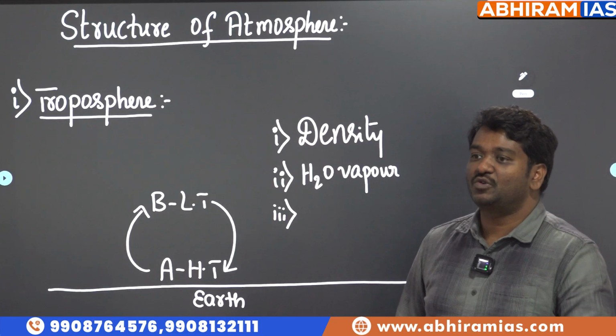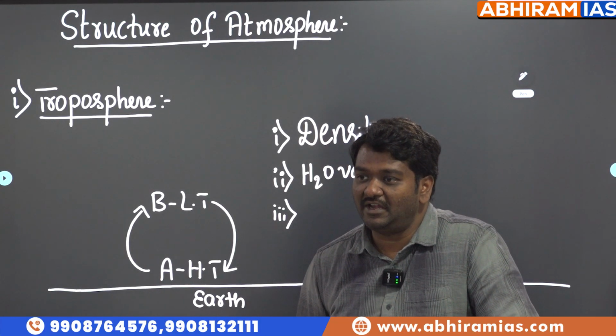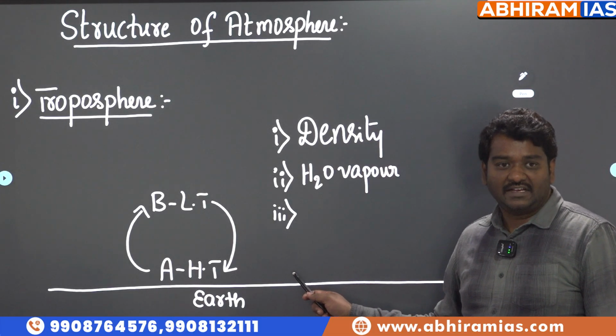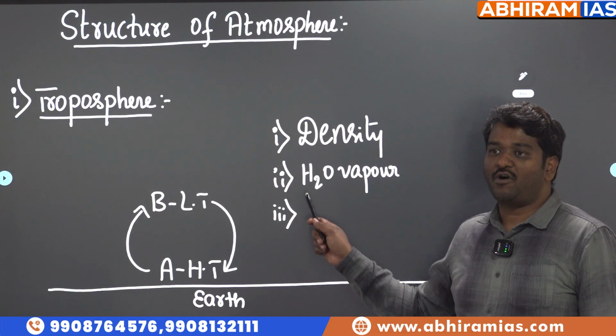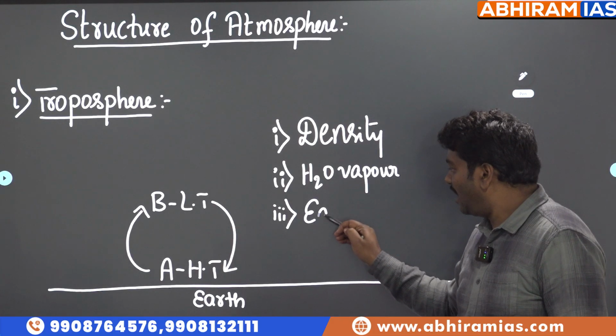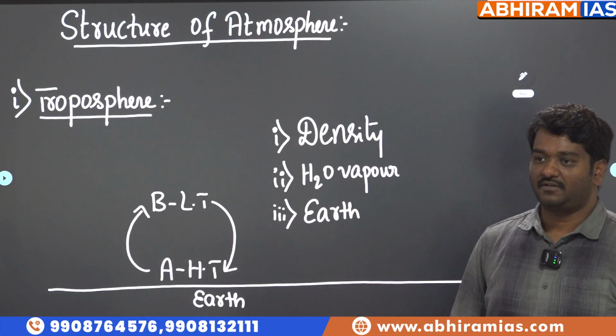Third, from heat budget, I want you to recollect. Sun is the major source of heat for earth, and earth is a major source of heat for atmosphere. So, if earth is hot, can I say air layers closer to the earth will be hotter? And as we move above, can I say temperature decreases? So, what is the third point? Earth is the major source of heat for atmosphere.